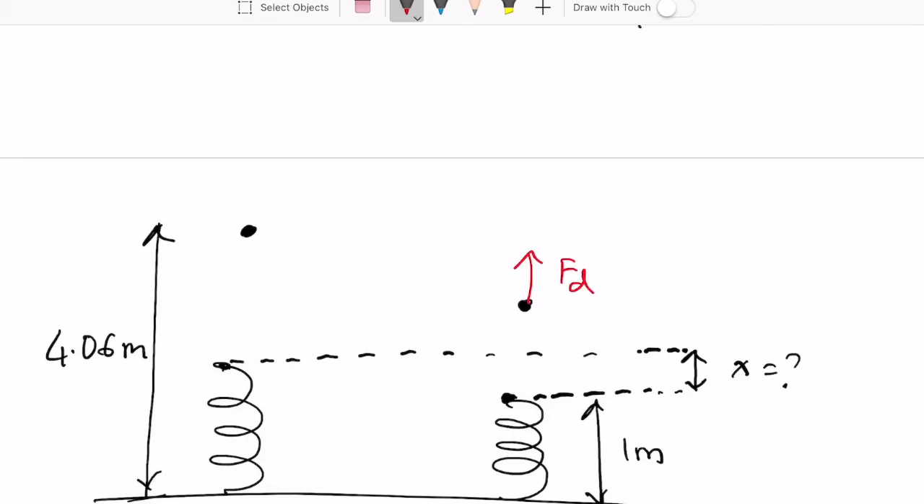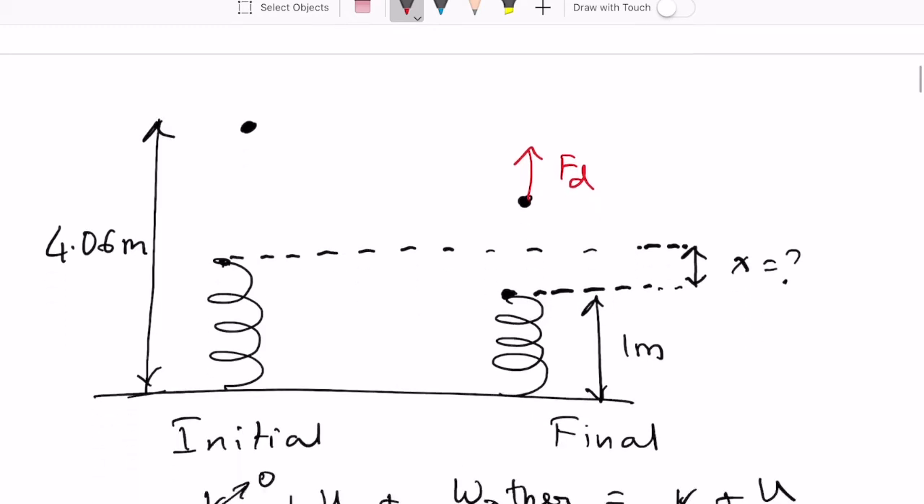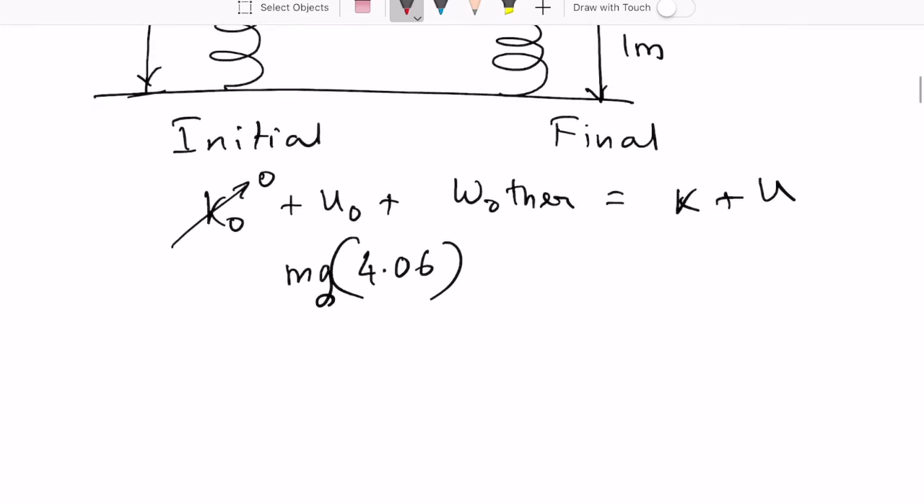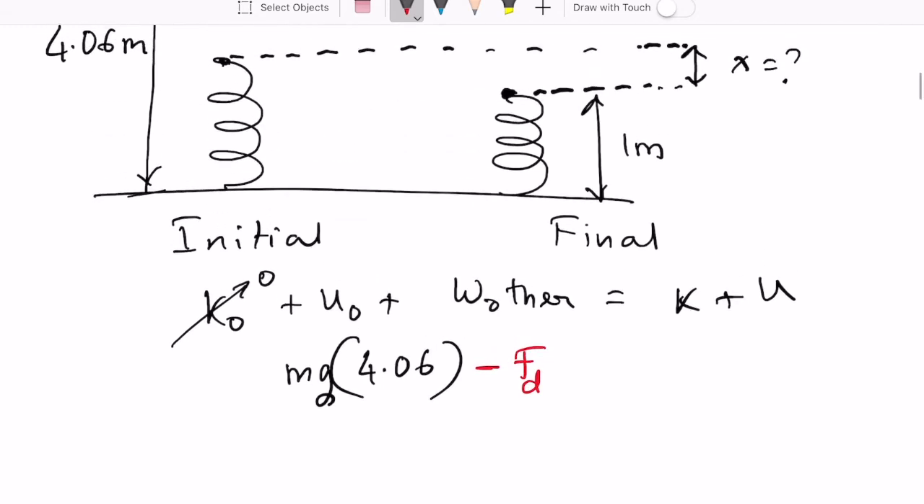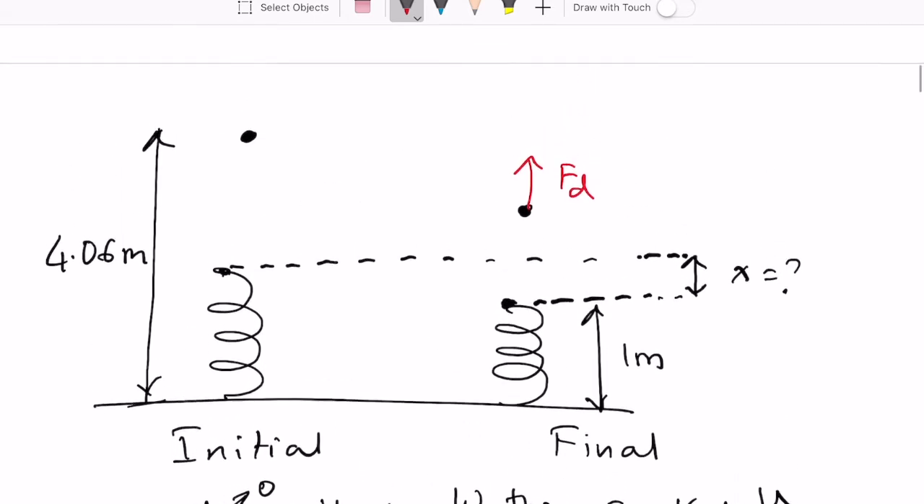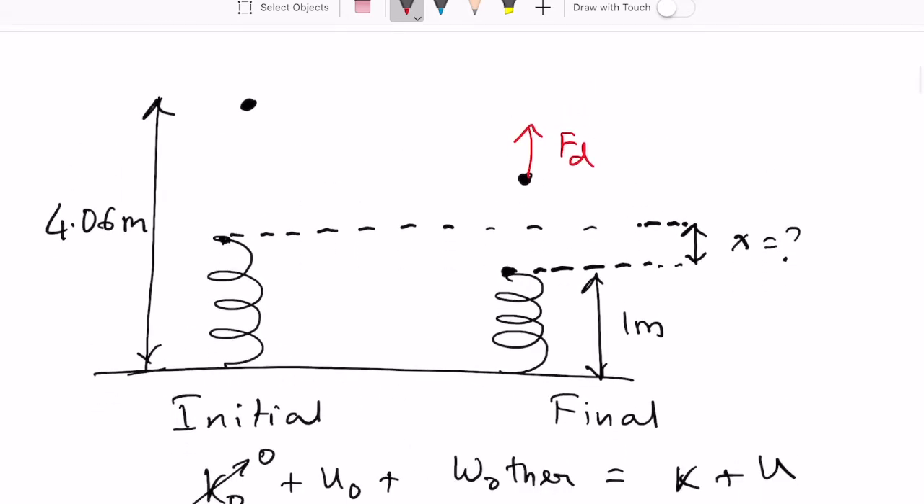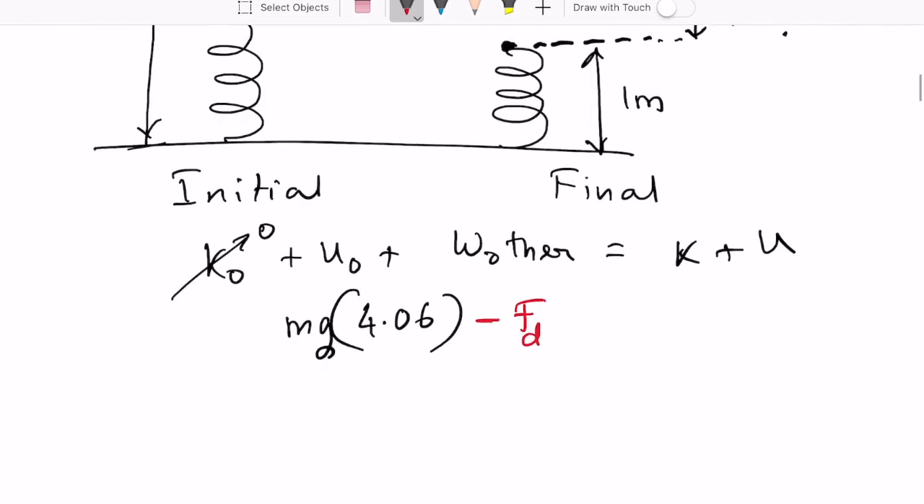So once again, air resistance will do negative work. Friction, air resistance, these forces, like kinetic friction, always do negative work. So this is going to be minus Fd times what distance does the object descend? It started from 4.06 meters and stops 1 meter above the ground. So that's going to be 3.06 meters. I'm using variables for everything else except for the distances, just so it's easier to see. That is the work done by air resistance, and that's all that goes in for W other.